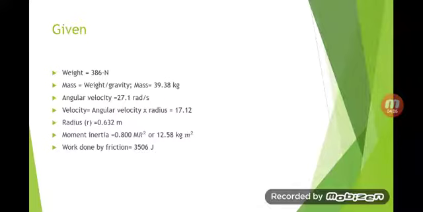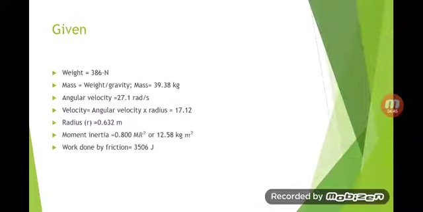To find mass, all you have to do is derive it from mass times gravity is equal to weight. So just divide both sides by gravity and you get mass is equal to weight over gravity, which means that mass is simply 39.38 kilograms. Now, angular velocity is 27.1 rad per second. The equation for angular velocity is linear velocity over radius. So the equation for velocity is simply angular velocity times radius, which is 17.12 meters per second.